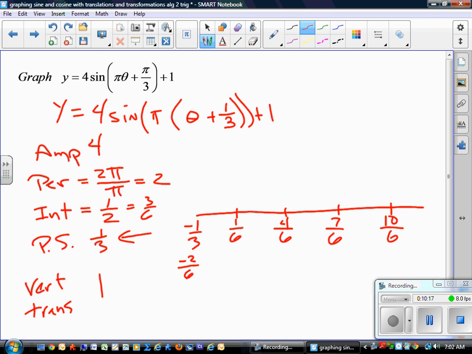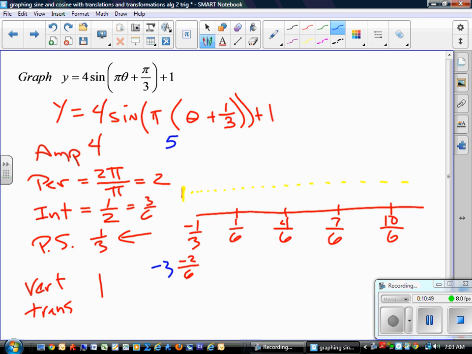Now I'm going to change my midline. I'll move my midline up to 1. So here's my midline. Hopefully you can see that in yellow. All right. And then what I'll do from that midline is graph up and down 4. So let's do that. We'll go up 4 from here. That puts me at 5. And down 4 from here puts me at negative 3.